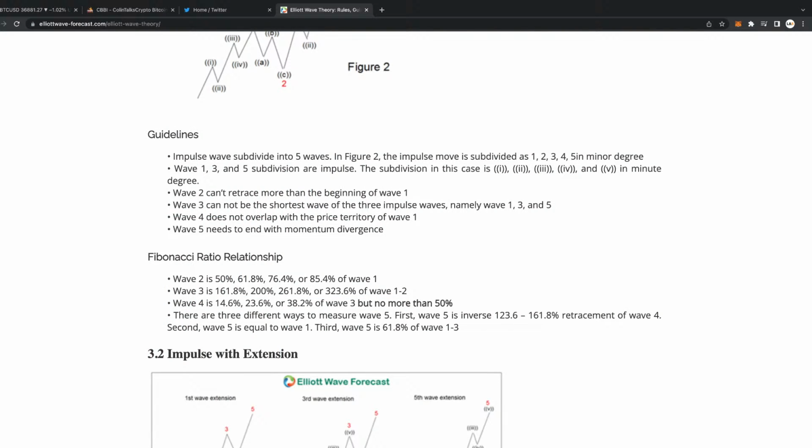There are 3 different ways to measure wave 5. Perfect. This is exactly what I was looking for. Then I'm going to cut it off. We'll call it a day, and then I'm not going to bother you guys for a little while. First, wave 5 is inverse 123 to 168 retracement of wave 4.